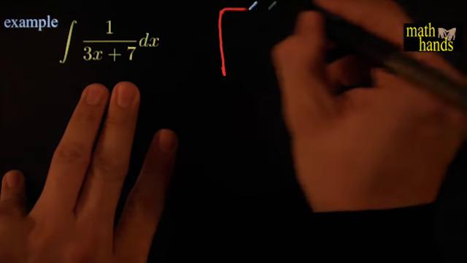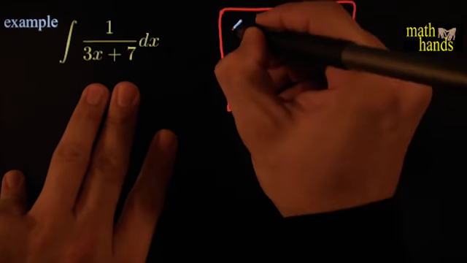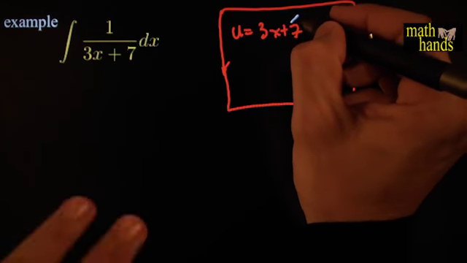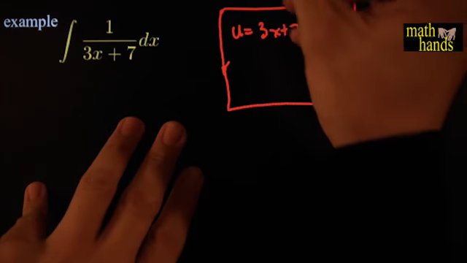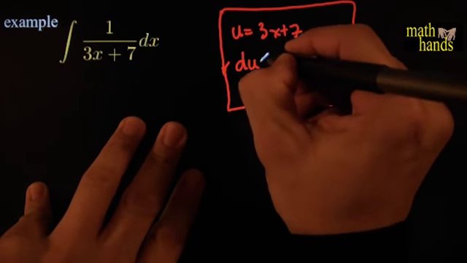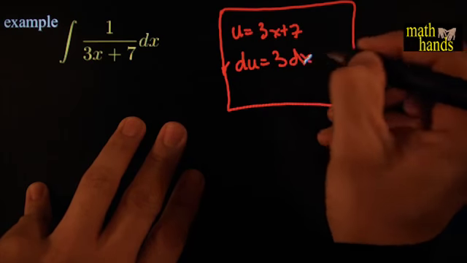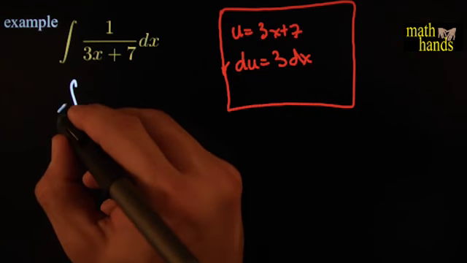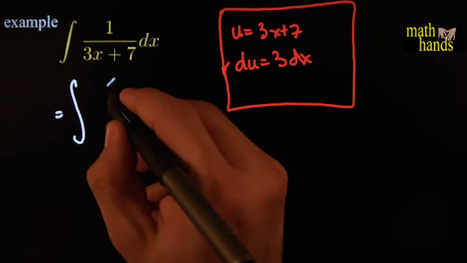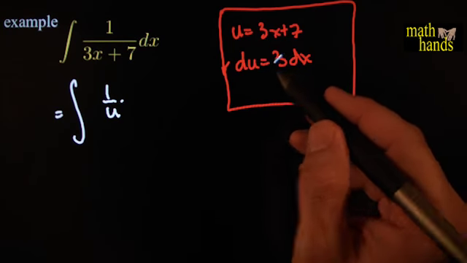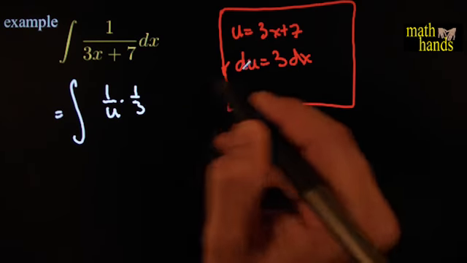Let's set up a little U substitution here. So I would make u equals 3x plus 7. If I make that my u, then that would make du be equal to 3 dx. And that would turn the integral into 1 over u, and instead of a dx, I could substitute it for a 1/3 du.